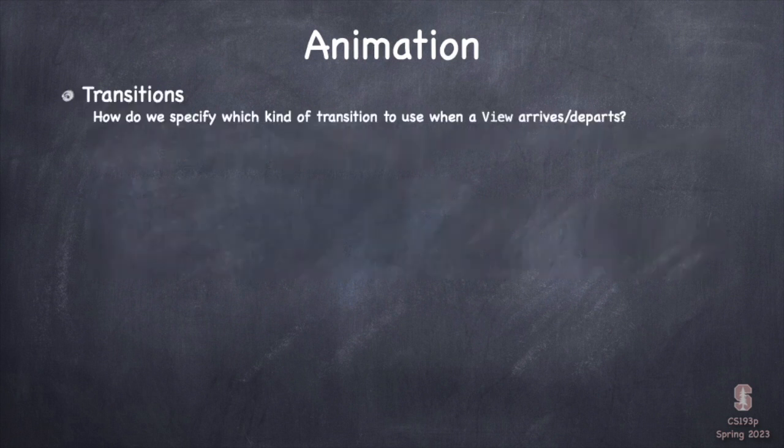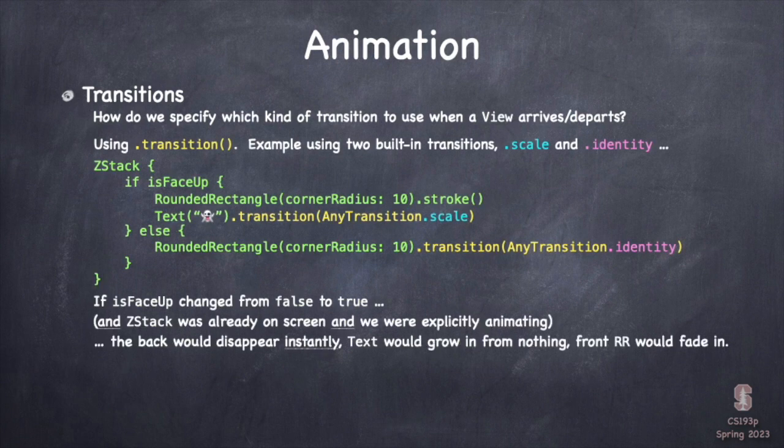So how do we specify a transition? How do we say when this view goes on screen or comes off screen, use opacity or use scale or whatever? You do it with this dot transition view modifier. Now here I have kind of a pared down card. It's got a face up and a face down. Fewer lines of code than ours, but you get the idea, right, everyone? We got a rounded rectangle. We got a stroked rounded rectangle with the text on it, and then in the back, we've just got a filled rounded rectangle. There's actually 3 transitions on this slide.